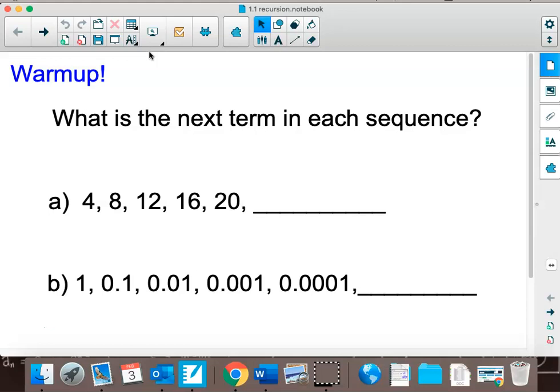Okay, so quietly looking around the room, it looks like every single group said that the next term in the sequence was 24. Too bad you're all wrong. No, I'm kidding, you're all right. Okay, and then 0.00001. Every single group got that one. Well done. It looks like we're all pretty good at patterns.